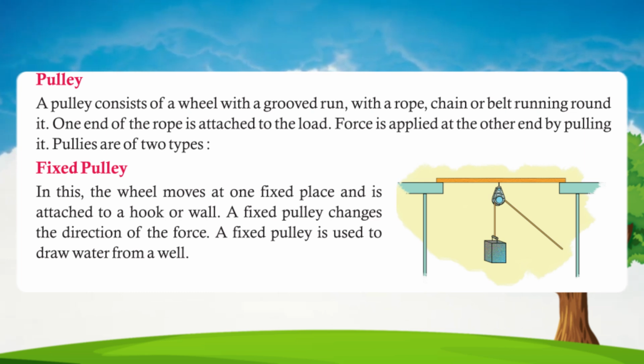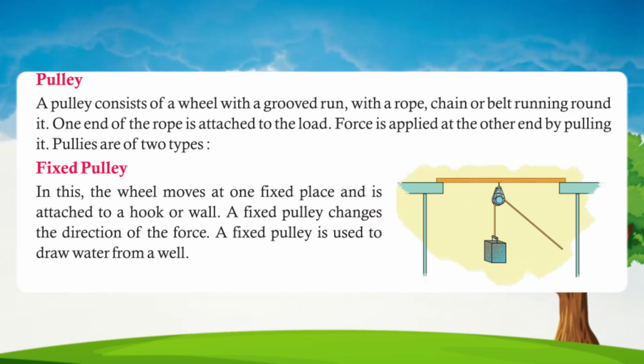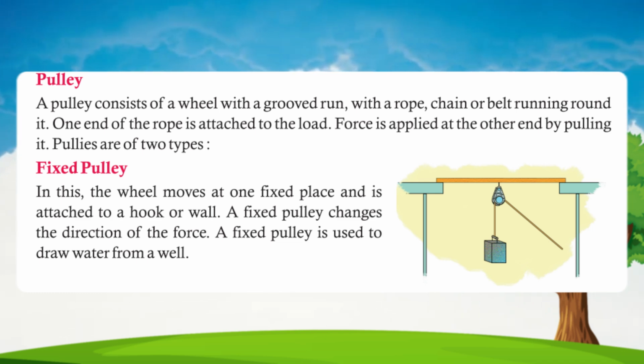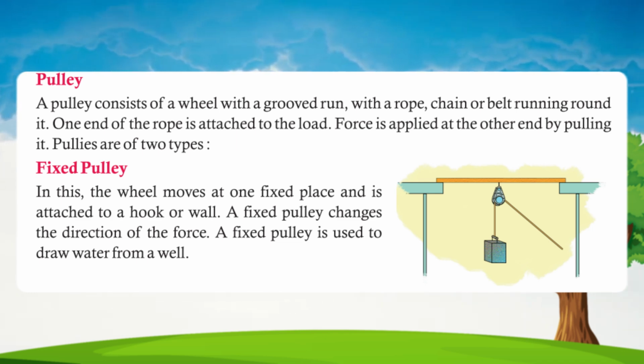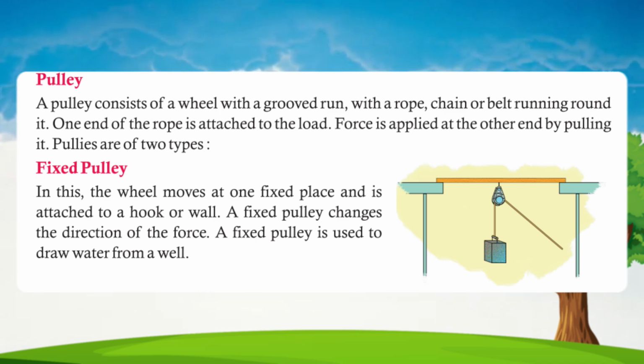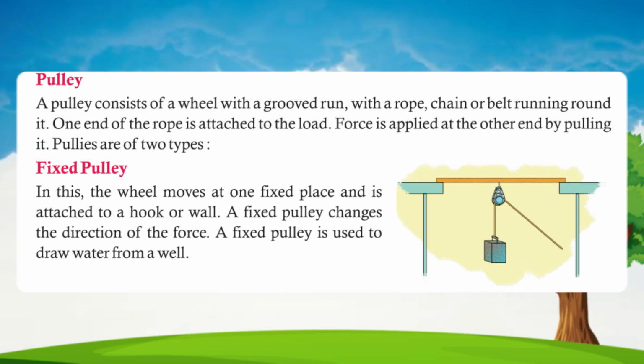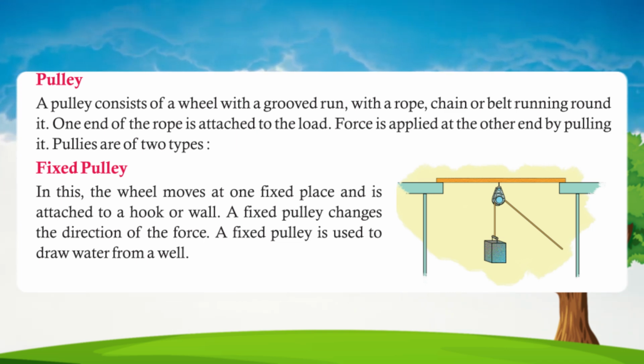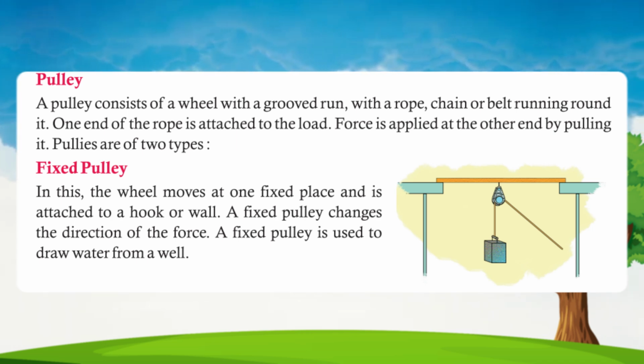Pulley. A pulley consists of a wheel with a grooved rim, with a rope, chain or belt running round it. One end of the rope is attached to the load. Force is applied at the other end by pulling it. Pulleys are of 2 types. Fixed pulley. In this, the wheel moves at one fixed place and is attached to a hook or wall. A fixed pulley changes the direction of the force. A fixed pulley is used to draw water from a well.